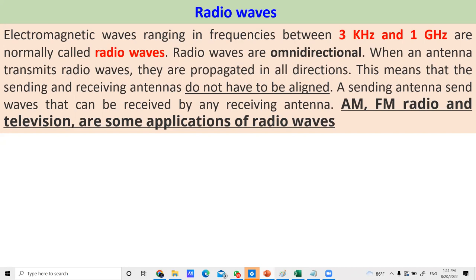A sending antenna sends waves that can be received by any receiving antenna. Any kind of receiving antenna will be able to capture those signals. Some applications of radio waves are given here: AM and FM radio, and television.